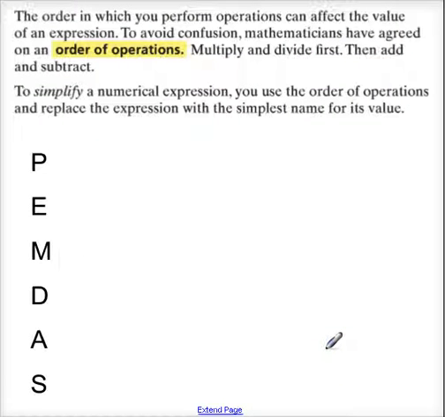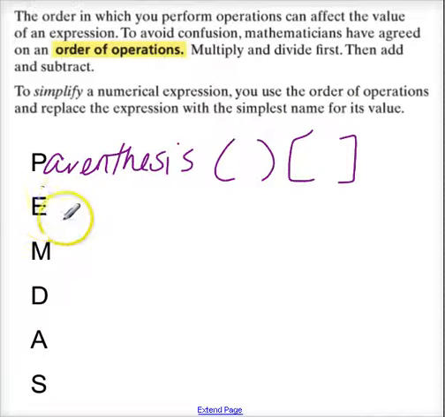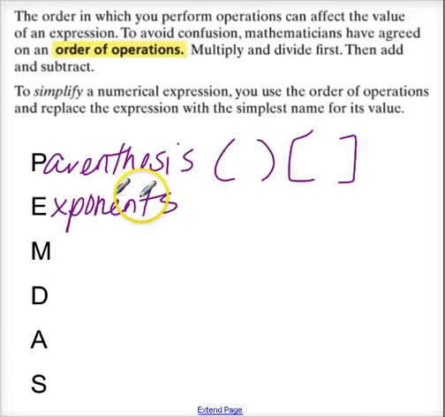The order that you need to do all of the operations, follow this acronym PEMDAS. Each letter stands for something. P stands for parentheses. In other words, a grouping symbol. Sometimes they're parentheses, sometimes they're brackets. E stands for exponents. So after you work with whatever's in a parenthesis, then you move on to anything that has an exponent. It could be something squared, it could be something to the third power, and so on.